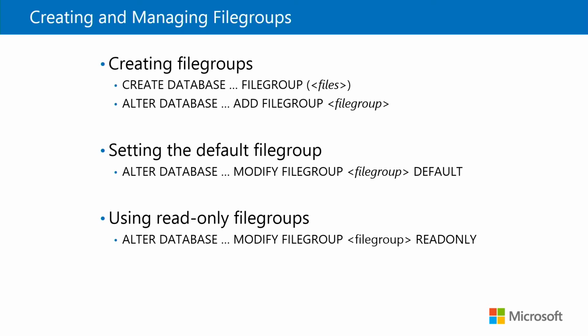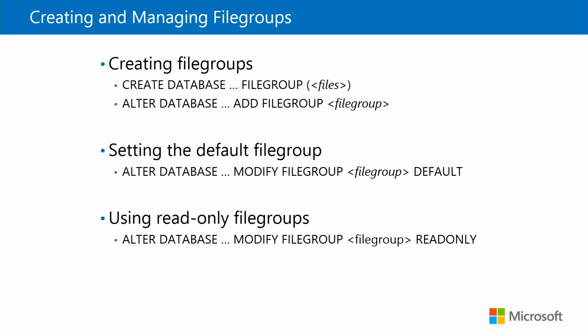Once you create a file group, you're going to want to control where the objects get created. If you don't alter the database and modify the file group, then the primary file group becomes the default location when you create an object. So if you don't specify when you create a table, a trigger, a view, it's going to go in the primary file group. This way we can actually tell it to create these objects automatically on a different file group.